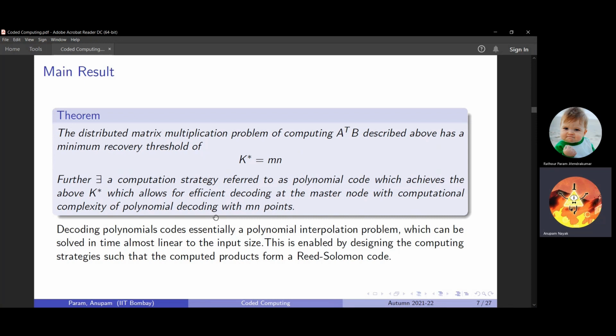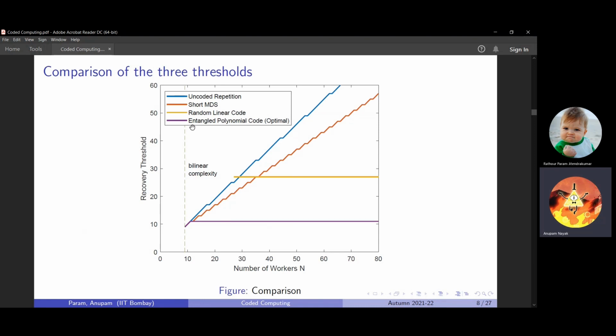Using just mn points. Decoding polynomial codes was basically covered in the class. Even the Reed-Solomon decoding algorithm could be used for this purpose for the last step. So this is related exactly to what was taught in the class. I'll just be covering the main proof of the theorem. Before that, I would like to show a graph.